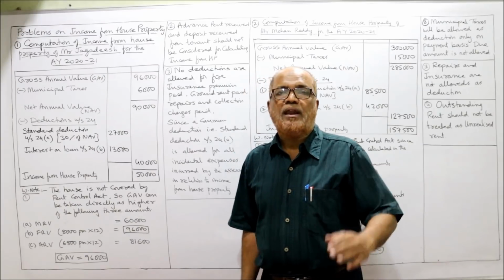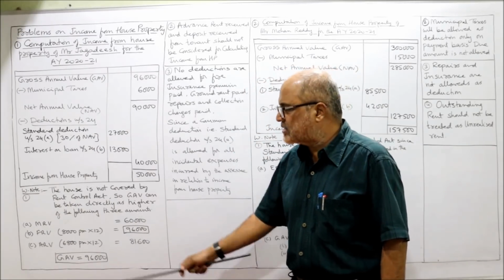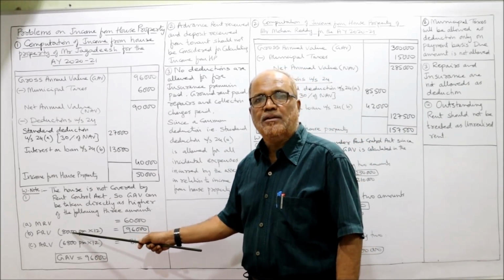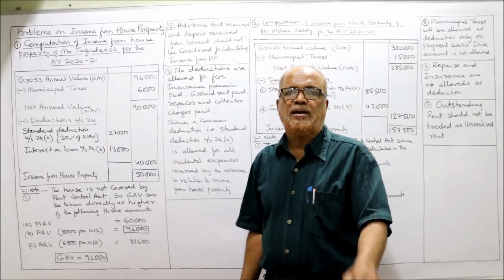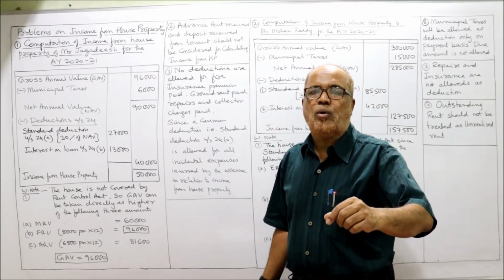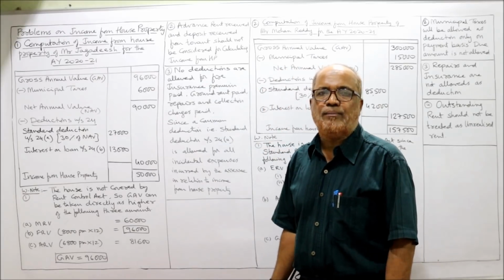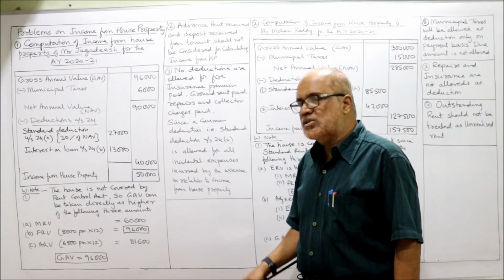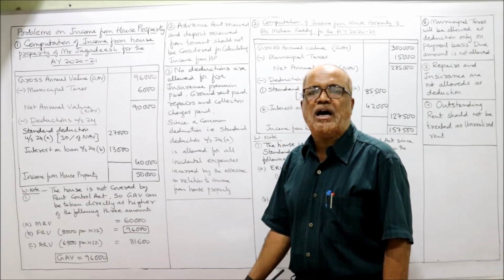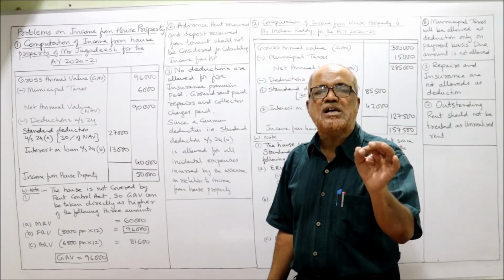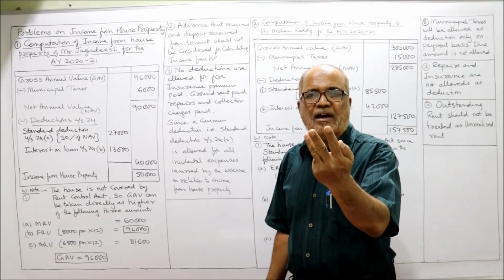Fair rental value, the rent of a similar building in the same locality, is given as 8,000 per month. So 8,000 into 12 is 96,000. ARV, actual rental value, is the rent at which the owner has given it to the tenant, 6,800 per month, given in the first line, into 12, 81,600. What is the higher of these three? 96,000 is the higher.